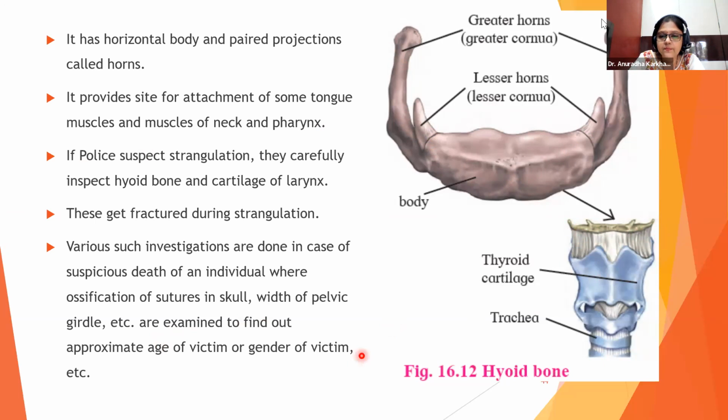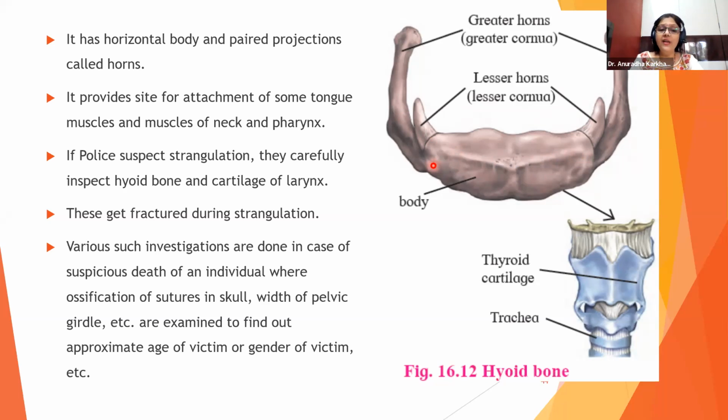Don't worry. So see, it has a horizontal body and paired projections. Look, 1 and 2, it has paired projections. What is its body like? Horizontal body. We're talking about the hyoid bone. It provides a site for attachment of some tongue muscles and the muscles of the neck and pharynx. So you now understood the position perfectly, where it's going to be.